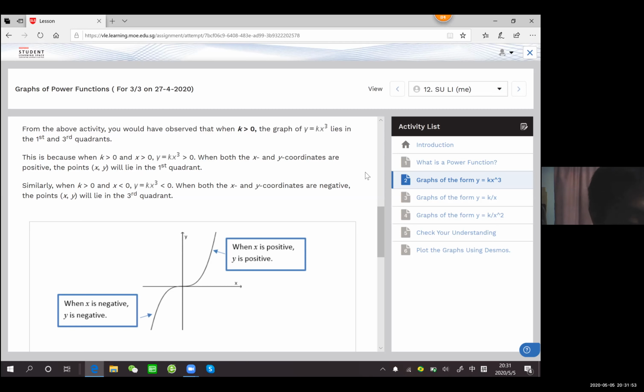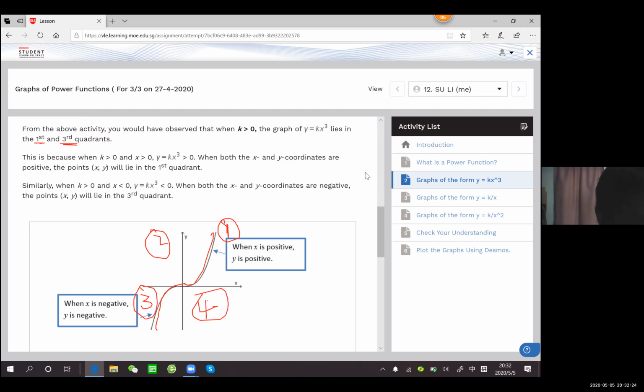You don't have to care about it. Why? Let me annotate on your slide, so later I can clear it. Basically, the graph lies in the first and third quadrant, so the curve looks like this. This is your first quadrant, this is your second, this is your third, and this is your fourth.